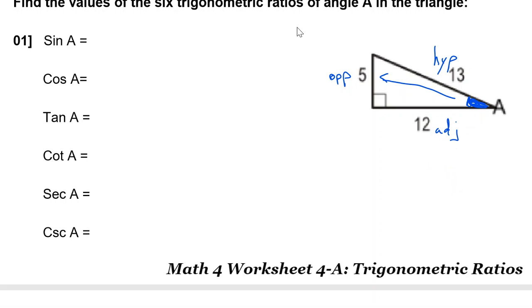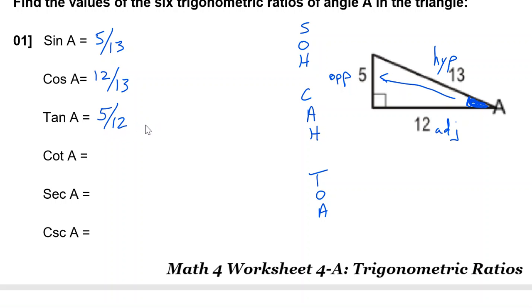Now, we'll spell out SOHCAHTOA here for handy reference. All right, sine is opposite over hypotenuse, which is going to be opposite 5 over hypotenuse 13. Cosine is adjacent over hypotenuse, which is going to be 12 over 13. Tangent is opposite over adjacent, which is going to be 5 over 12.